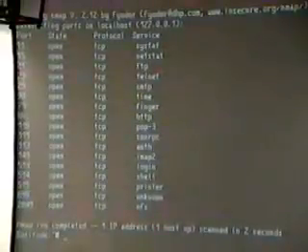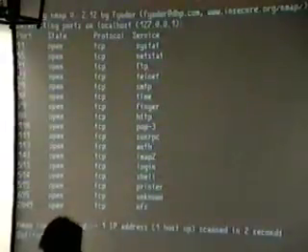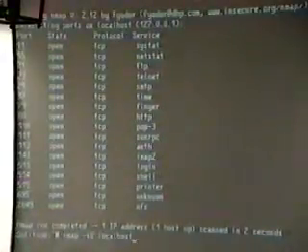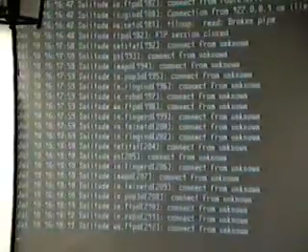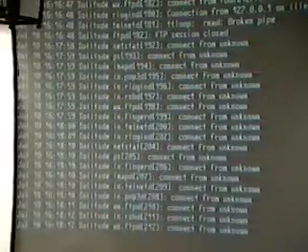This is scanning the same ports here, but if we look into the logs, we get connection from unknown. They can't determine who's port scanning.